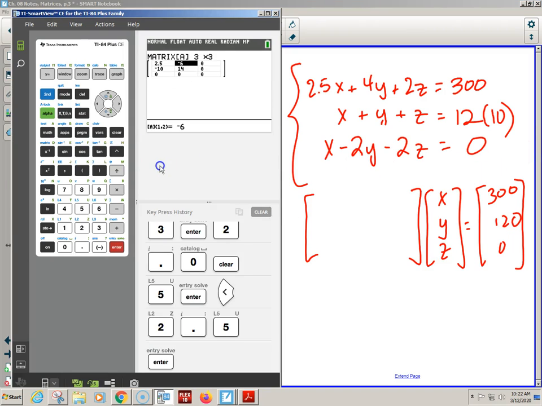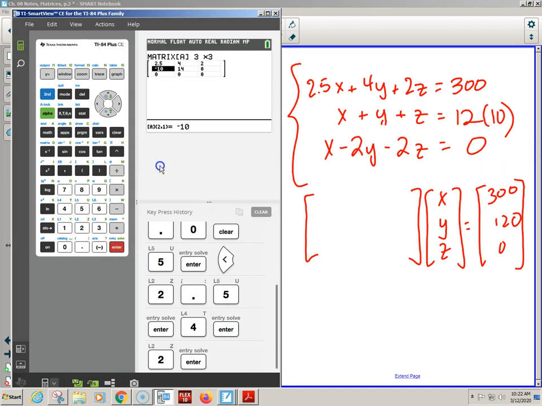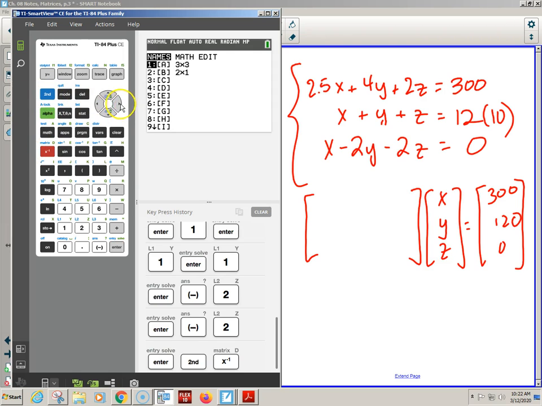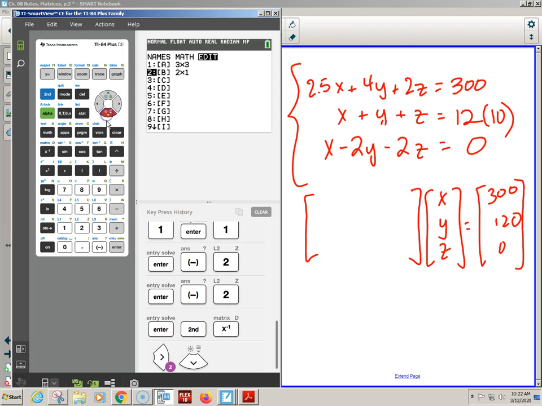Good catch. So I have my 2.5, my 4, my 2, my 1, my 1, my 1, my 1, my -2, and one more -2. Double checking that you put your matrix in right, because guys, one little negative changing could mess the entire thing up, and that would be a bummer. But now I can go edit, make it a 3 by 1 to get my other matrix.